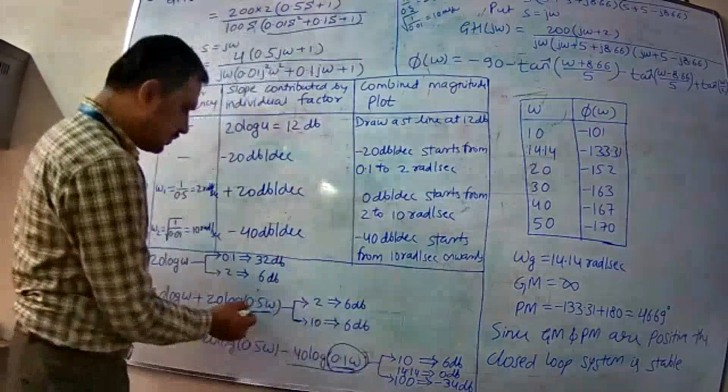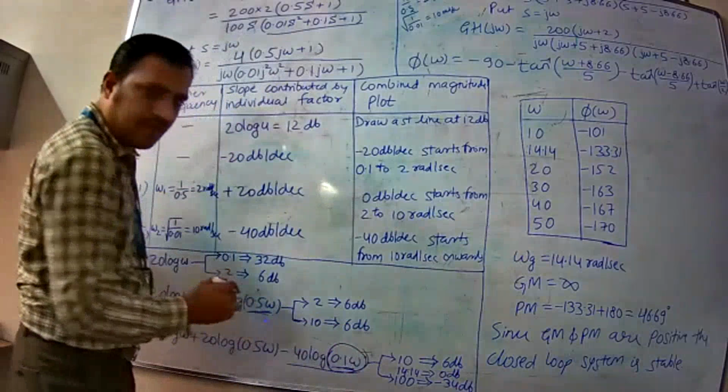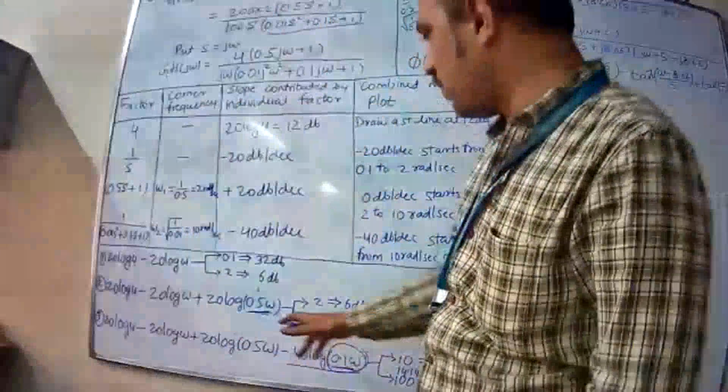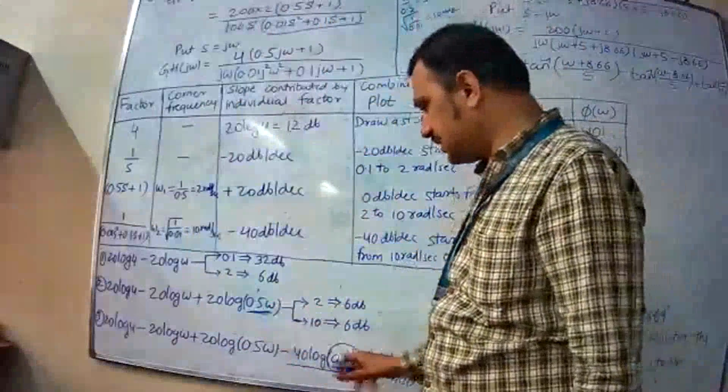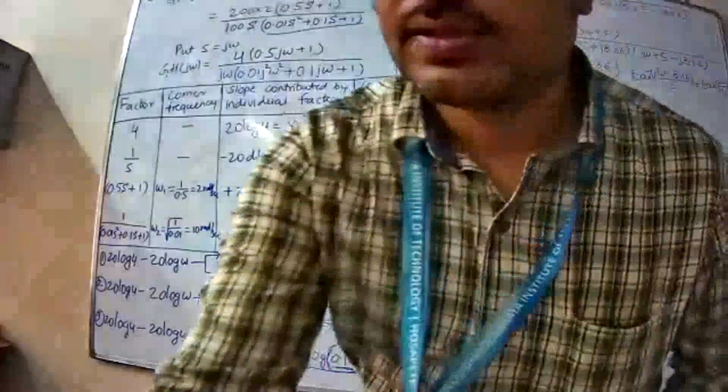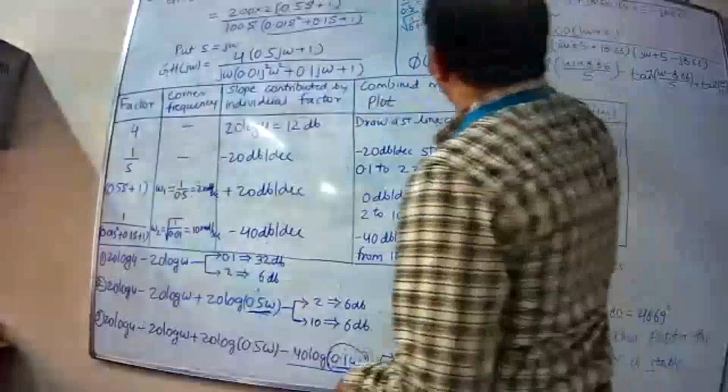Here also the same thing. That is 0.5, 2 into 0.5. That value will become 0.1. This value will become 1. Like that, you have to write these starting values. After this, we have the phase angle equations.